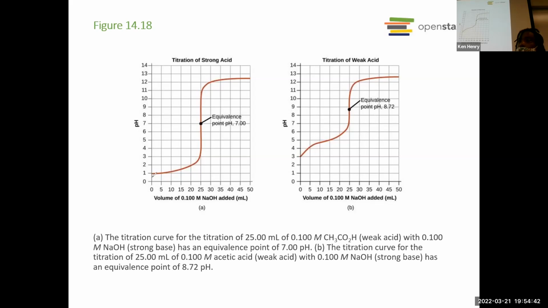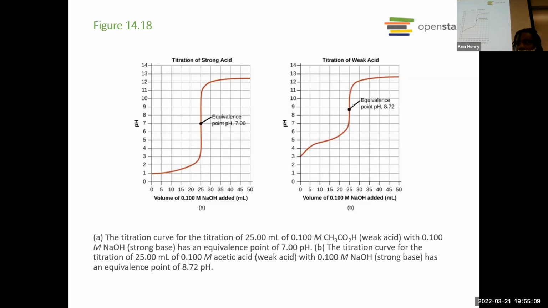So if we look at this, this is a strong acid, strong base. So you can see the equivalency point. This is my equivalency point, which is going to be at a pH of 7. And then here, this is a weak acid and a strong base. So my equivalency point is 8.72.